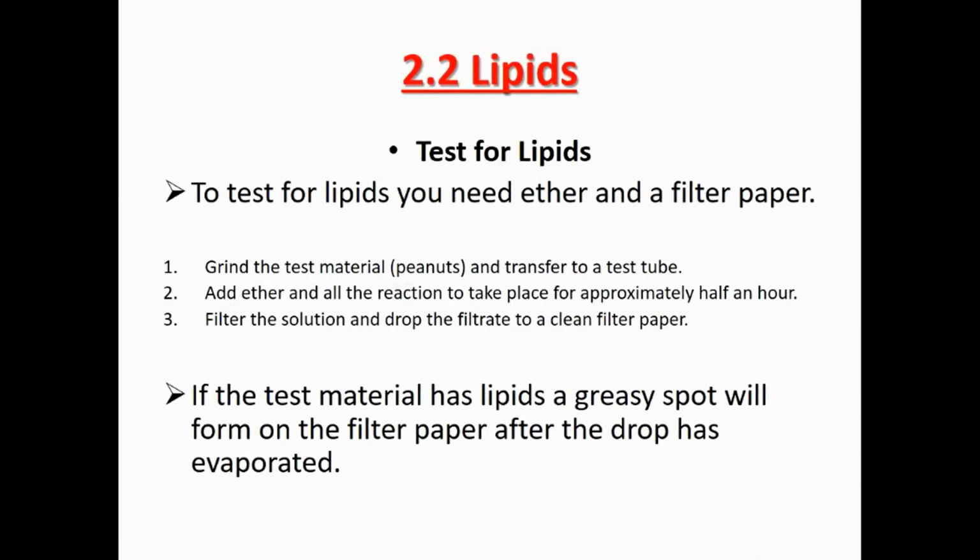Now, test for lipids. To test for lipids, you need ether and filter paper. So what you'll do is you grind the test material, transfer it to a test tube, add ether, and allow the reaction to take place for approximately half an hour. Filter the solution and drop the filtrate onto a clean filter paper. If the test material has lipids, a greasy spot will form on the filter paper after the drop has evaporated.